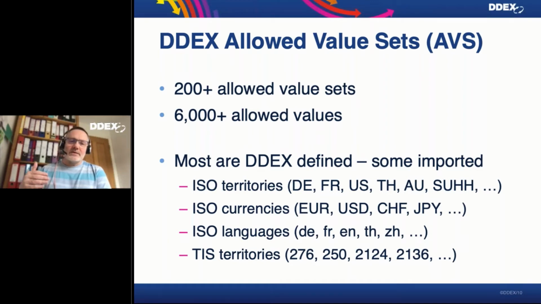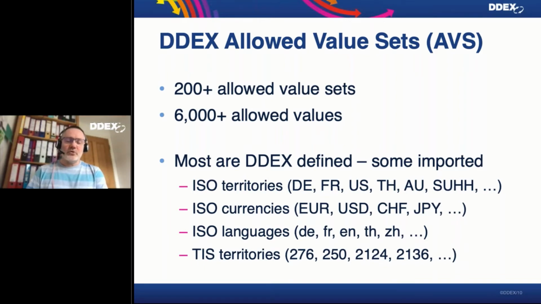Now, DDEX makes use of allowed value sets all over the place. We have more than 200 allowed value sets with more than 6,000 individual allowed values. Some of those allowed value sets just have 2 or 3 values. Some have literally hundreds of values, depending on the purpose.